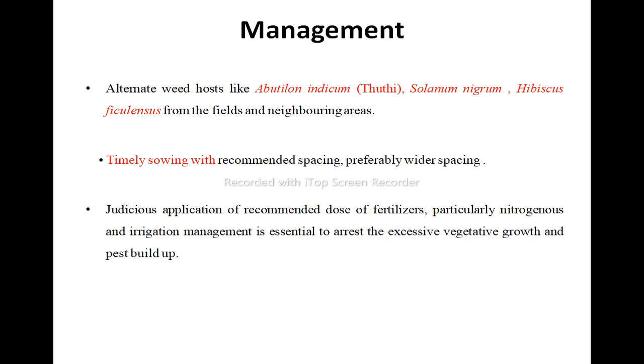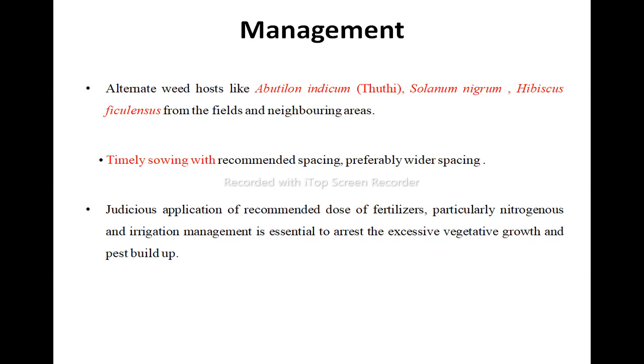Next, timely sowing. It is also most important, means timely sowing is also an important factor if you want to control the whitefly in the cotton system. Means we should go for early sowing. Early sowing produces asynchrony between the host and the pest.